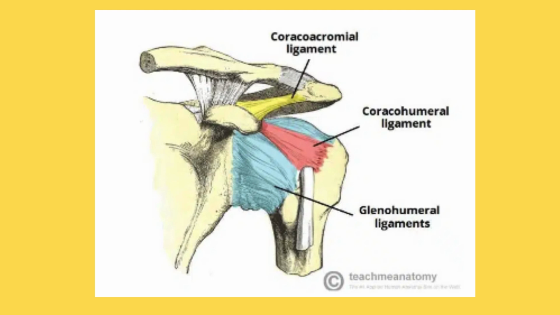So this picture is showing the different ligaments: the coracoacromial ligament between the coracoid and acromion process, the coracohumeral between the coracoid process and the humerus, and the glenohumeral between the glenoid cavity and the head of the humerus.